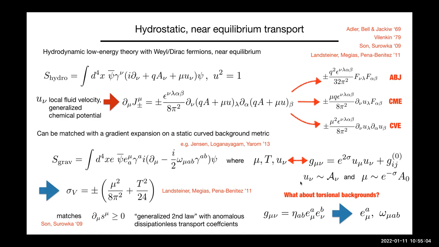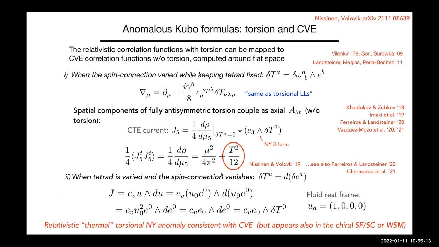And indeed, this spatial torsion is what generically should arise in condensed matter systems. And now if I look at these formulas, I can basically map a torsional background in linear response to a background which doesn't have torsion but has some other fields, say an effective gauge field or an effective fluid velocity.